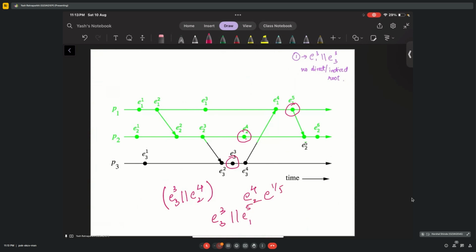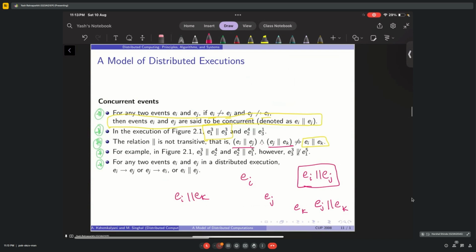No, we cannot say that. Why? See, from E33 a path exists, this path exists, and this path exists. So I can reach from E33 to E15. That means E33 and E15 are not concurrent to each other. So this is what has been explained here. Understood now?